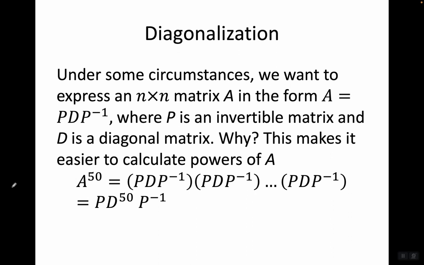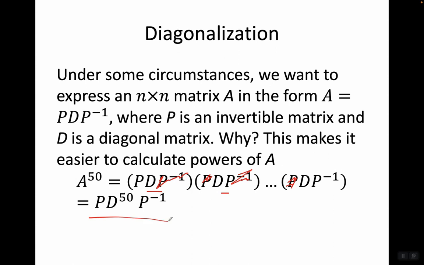For example, let's say we want to calculate A to the 50th. There would be PD P inverse times PD P inverse, etc., 50 times. But notice, this P inverse cancels with the P in the next term, etc. This P cancels with the P inverse in the previous term, and we're left with P, D, D, D, D, 50 times, D, P inverse. In other words, P D to the 50th P inverse.